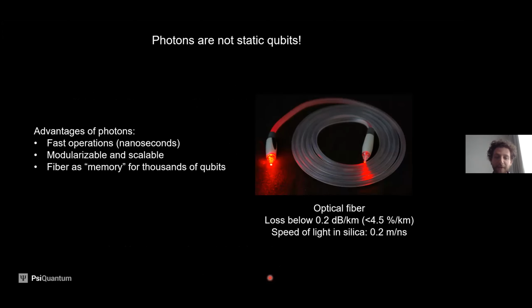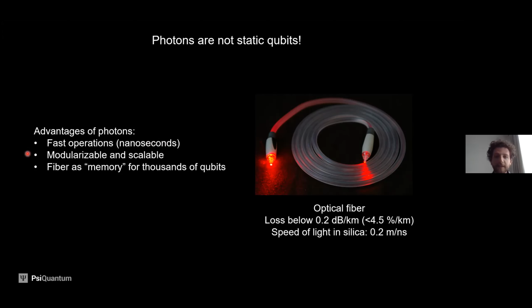So before I show you the architecture, let me quickly mention the main advantages of photons that we want to exploit. The first is that operations are very fast. Timescales for single photon sources, switches, and detectors are nanoseconds. And the same is true for the classical CMOS control electronics. For comparison, the timescales with superconducting qubits are hundreds of nanoseconds up to microseconds. And for trapped ions, it's hundreds of microseconds up to milliseconds. So nanosecond timescales can be an important advantage.